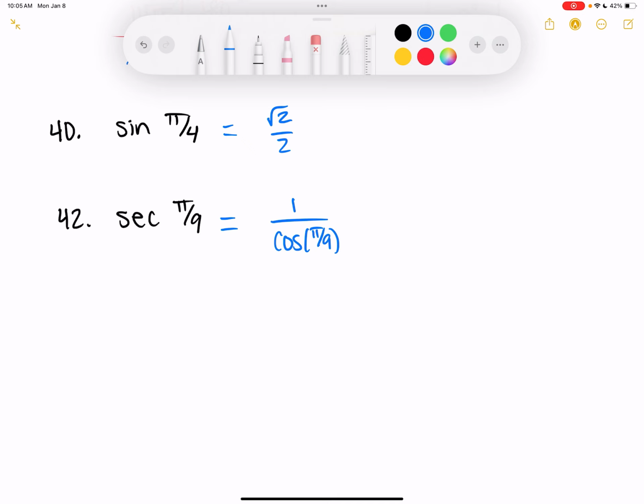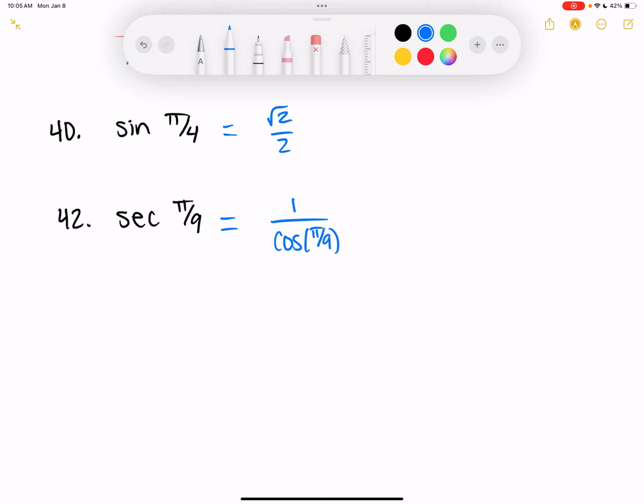Okay, so I need radian mode. So what you do is hit mode on your calculator, arrow down, and I need radian to be selected. And then you just hit second and the mode button, and that quits and gets you out of that.